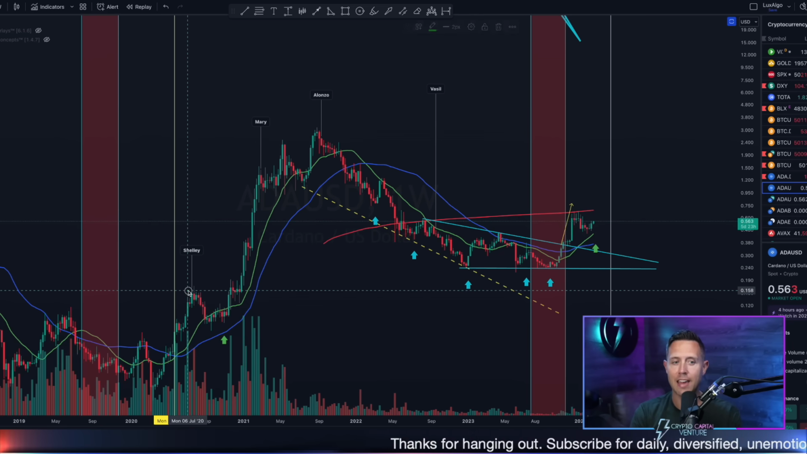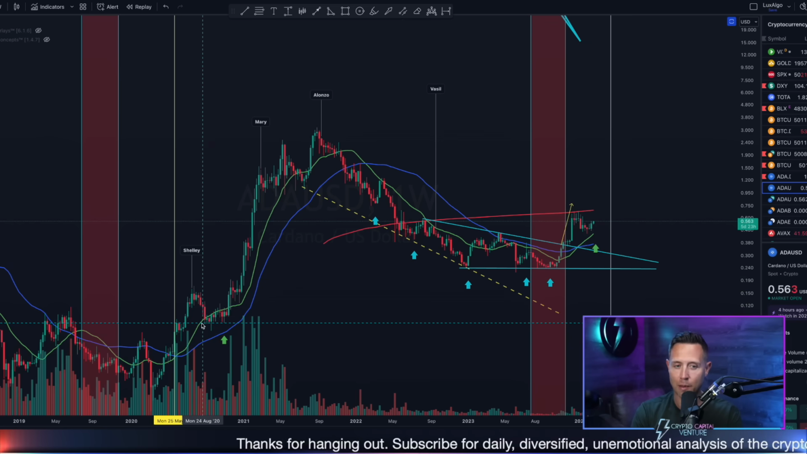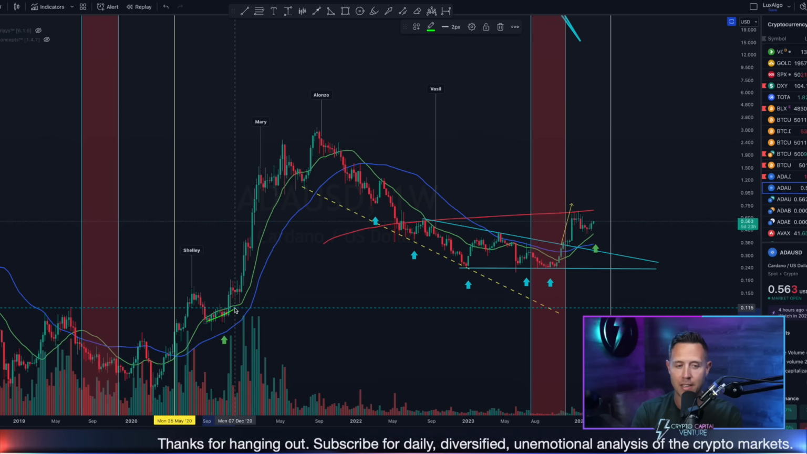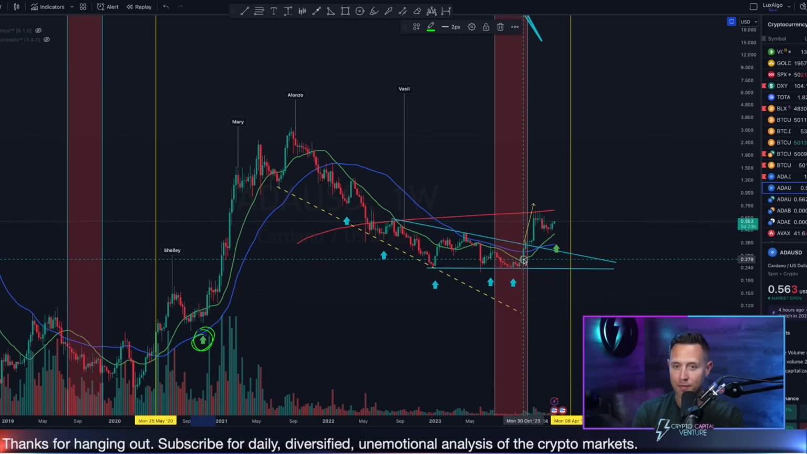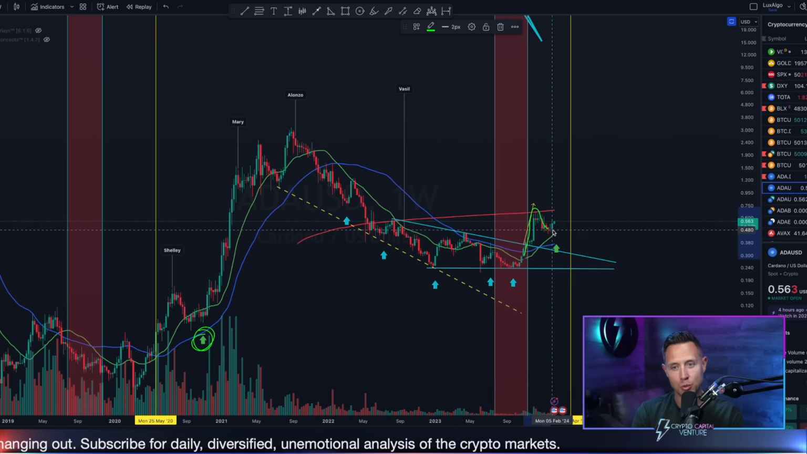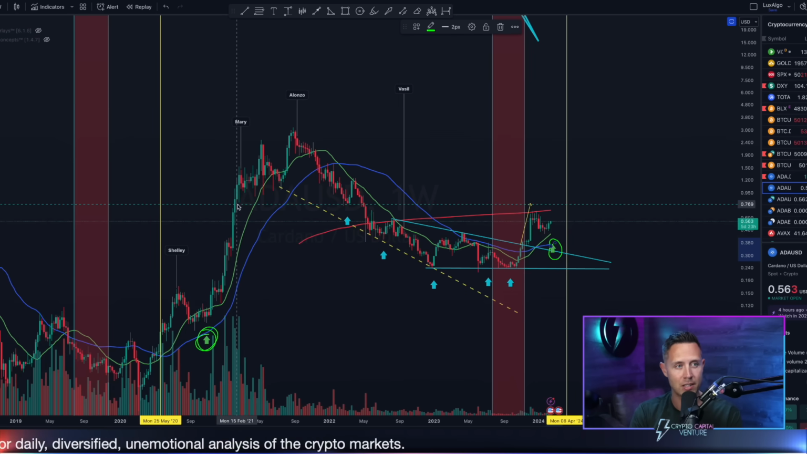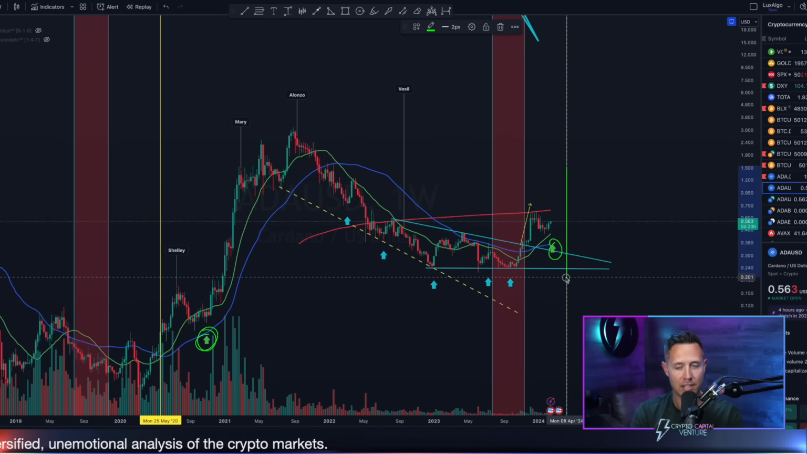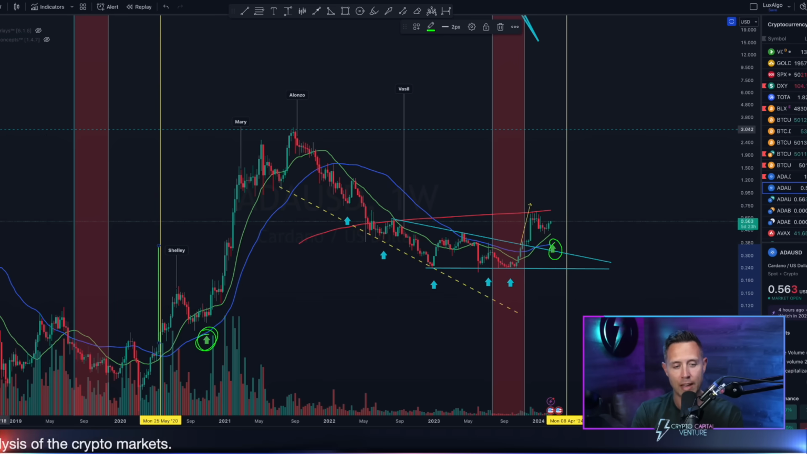So that is to say, even when ADA consolidated back down and was consolidating between the 20 and the 50, the Stoch RSI move that happened right here is very similar to the Stoch RSI move that is happening here. Now, one thing that is very obvious is this time around, it's happening before the Bitcoin halving. Last time around, it happened after the Bitcoin halving.